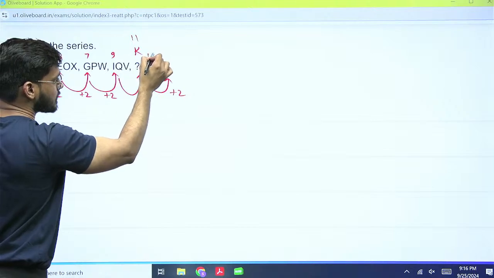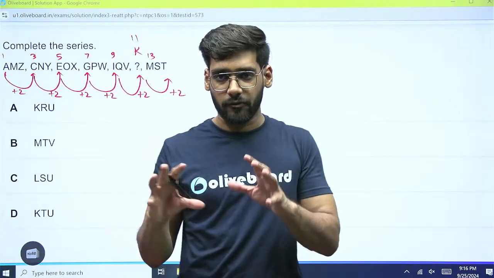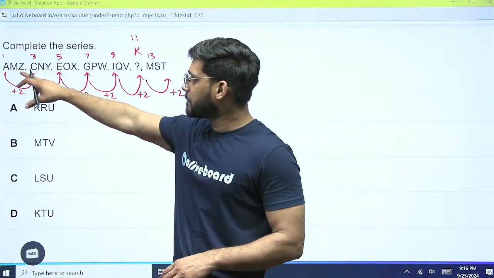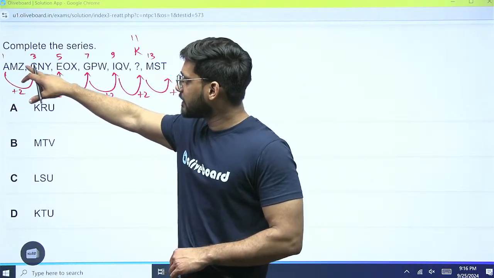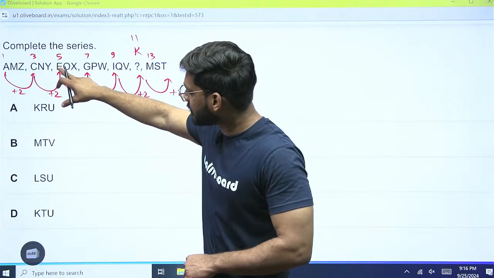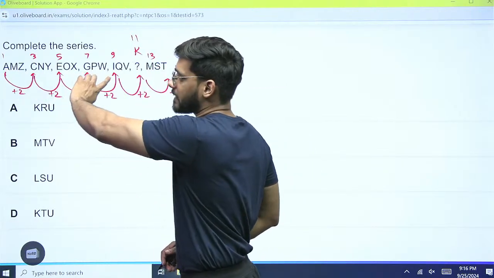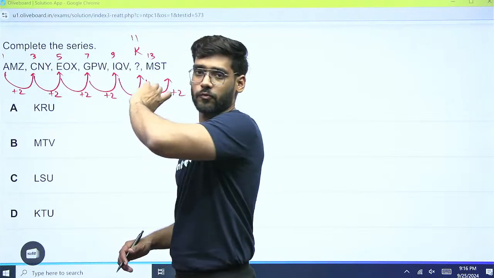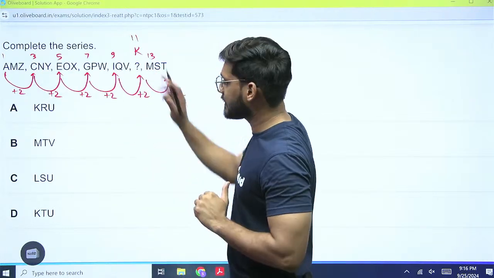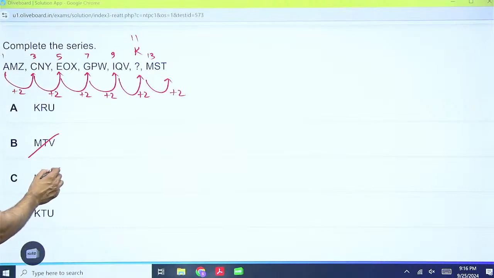K is 11 and M is 13. So while comparing the first letter of each group of 3 letters, we have added plus 2. And we are getting K. Now which option matches with K? Not B, not C.